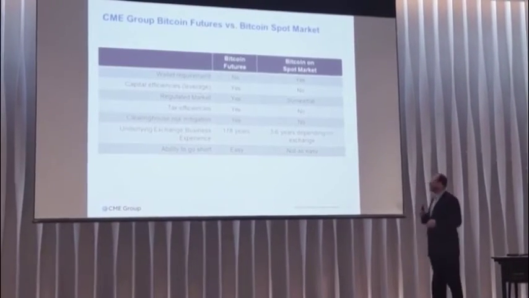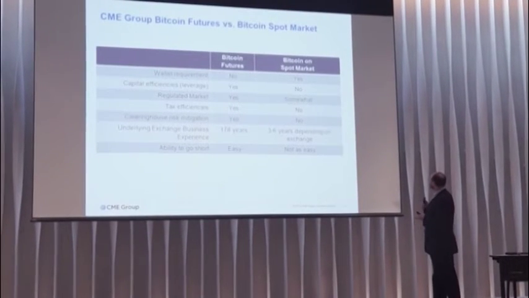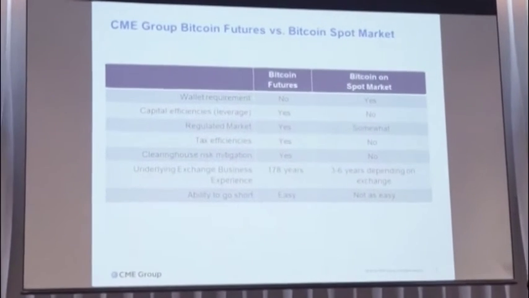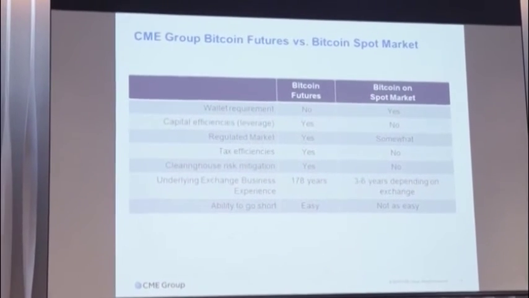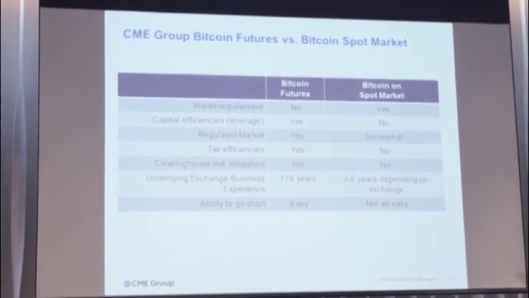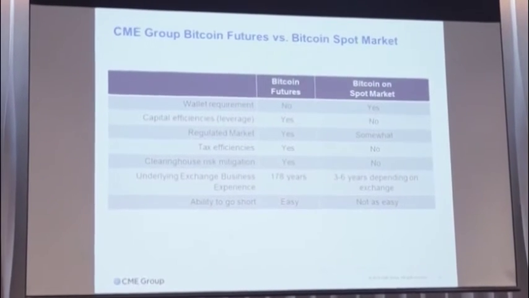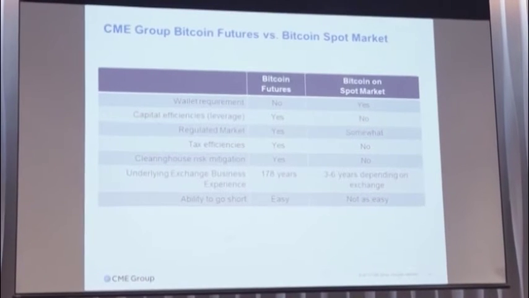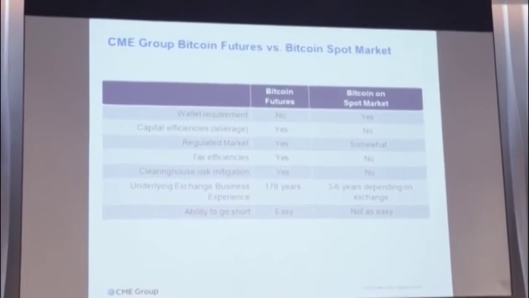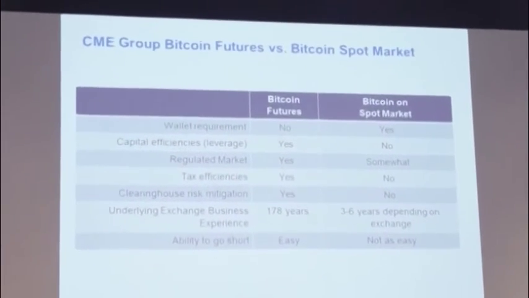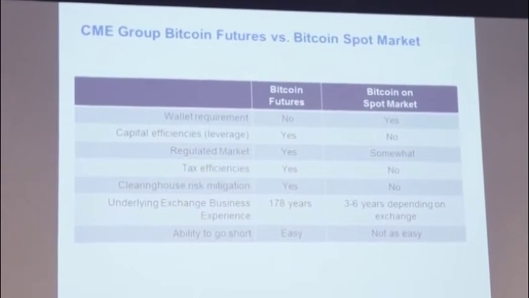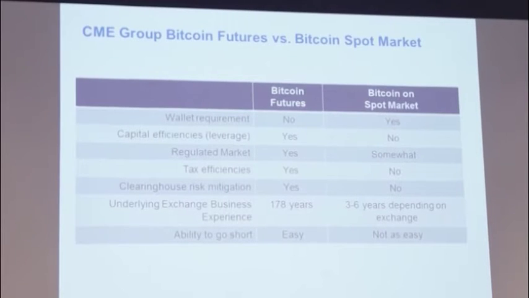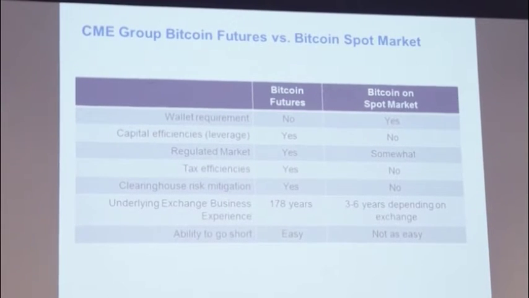We think so. A couple of things to compare the futures to the spot market. Do you need a Bitcoin wallet to trade Bitcoin futures? The answer is no. Are there capital efficiencies or leverage involved? There is. Like most futures contracts, you're only required to put up initial margin and maintain your margin position with your FCM. The clearinghouse is managing the risk.